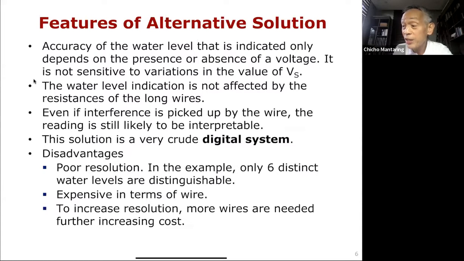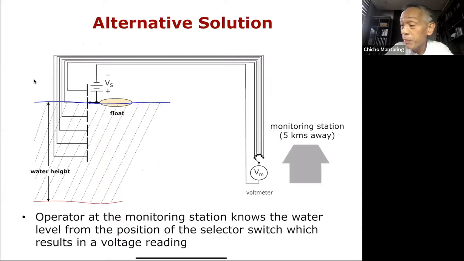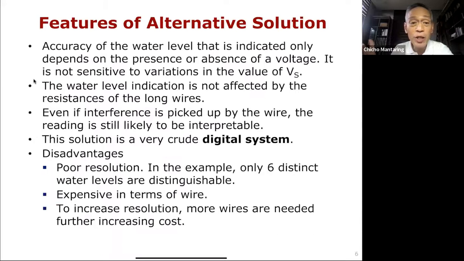So the water level indication is also not affected by the resistances of the long wire, no? And even if interference is picked up, kahit na may interference na napipick up dito, okay, siguro naman ma-distinguish natin which one has no voltage and which one has a voltage. No? So the reading is still likely to be interpretable. And this solution is actually a crude, I would call it a crude digital system.